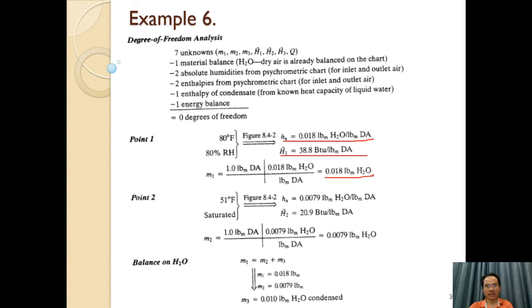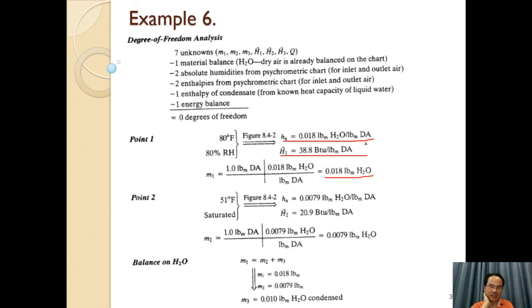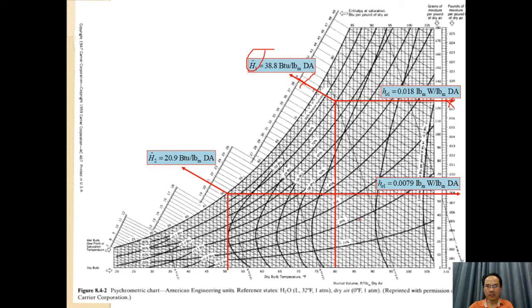And point 2, output of humid air at 51 Fahrenheit. You don't know M2, S2. For this case, 51 Fahrenheit and saturation. Okay, this 51, this line, drag to the saturation, which is 100% relative humidity. Read the enthalpy, which is 20.9 BTU per pound mass. And also you can read the absolute humidity is approximately 0.0079 pound water per pound dry air.